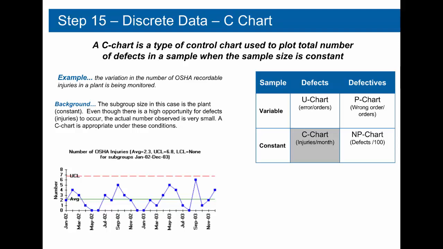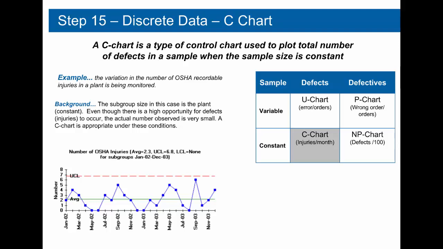For a C chart, it's really looking at a sample size that's constant as well as defects. So if we were looking at OSHA recordables for a plant, the subgroup size would be constant, the plant, or the number of people at the plant. Probably would not change too much. So even though there's a high opportunity for defects, injuries that occur are actually small. And so the defects of an injury can be plotted. Those are not necessarily defective since one injury equates to one defect. So in this case, we use a C chart, as you see below, as an example.